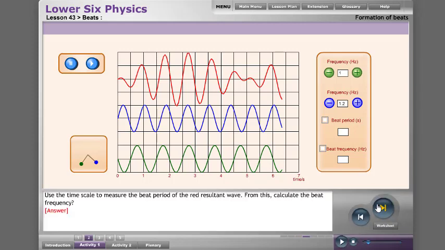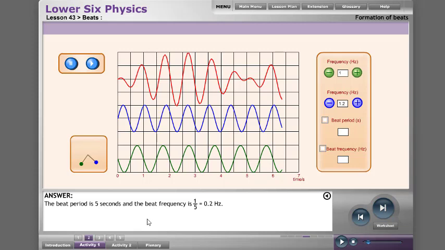Use the time scale to measure the beat period of the red resultant wave. From this, calculate the beat frequency. Answer: the beat period is 5 seconds and the beat frequency is 1 over 5, which equals 0.2 Hz.